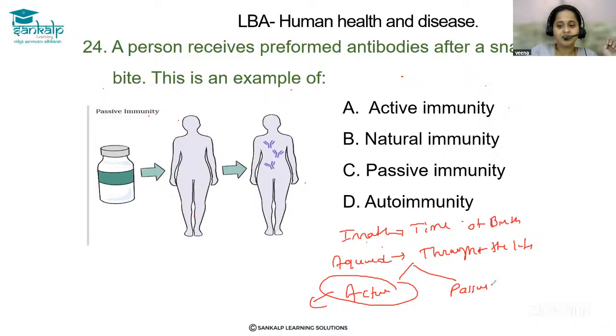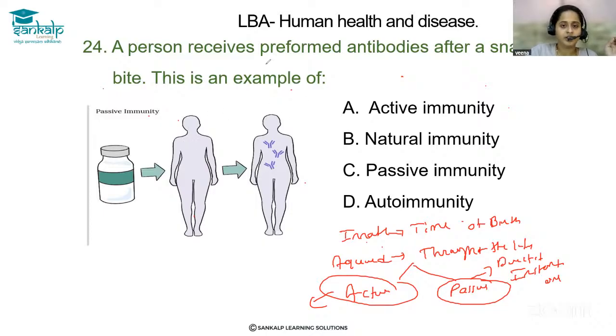But passive immunity is the direct, instant one, that is a performed antibody. It is given immediately after infection to the body of a person, and after that it acts against the infection. The best example is snake bite.